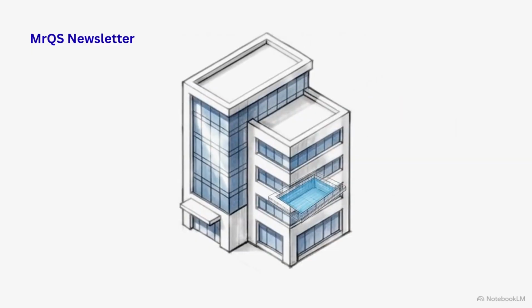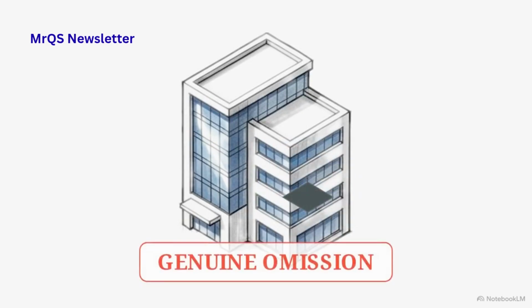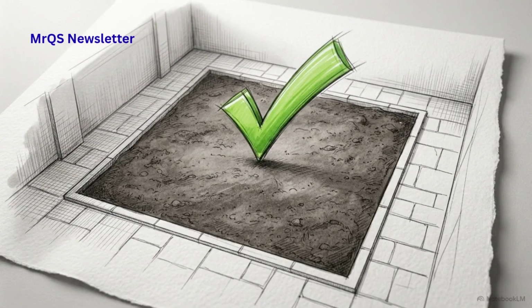Consider a developer who decides they no longer want a swimming pool in their commercial building. The swimming pool works are deleted completely. The space is left empty. This is a genuine omission. The employer legitimately changed project requirements. Even under a heavily amended contract, this is a defensible use of variation power.